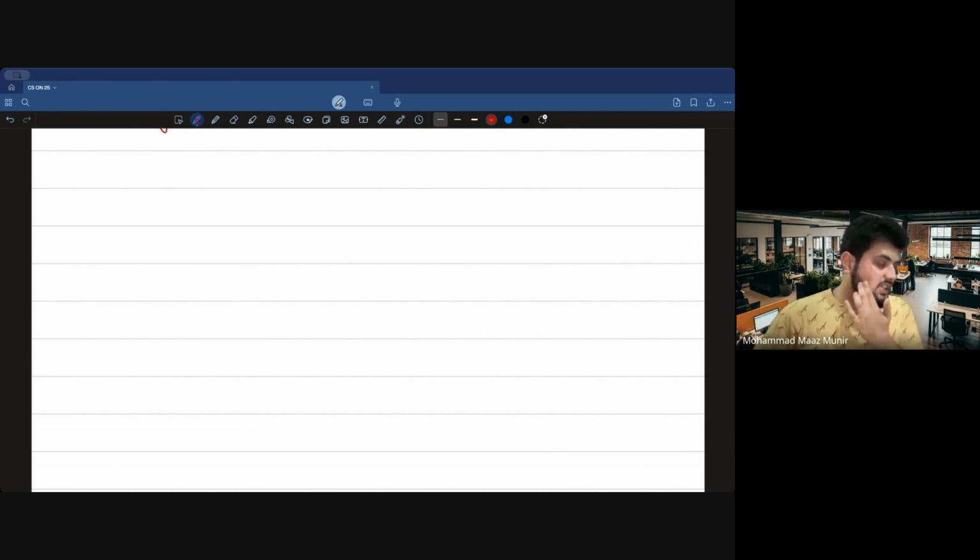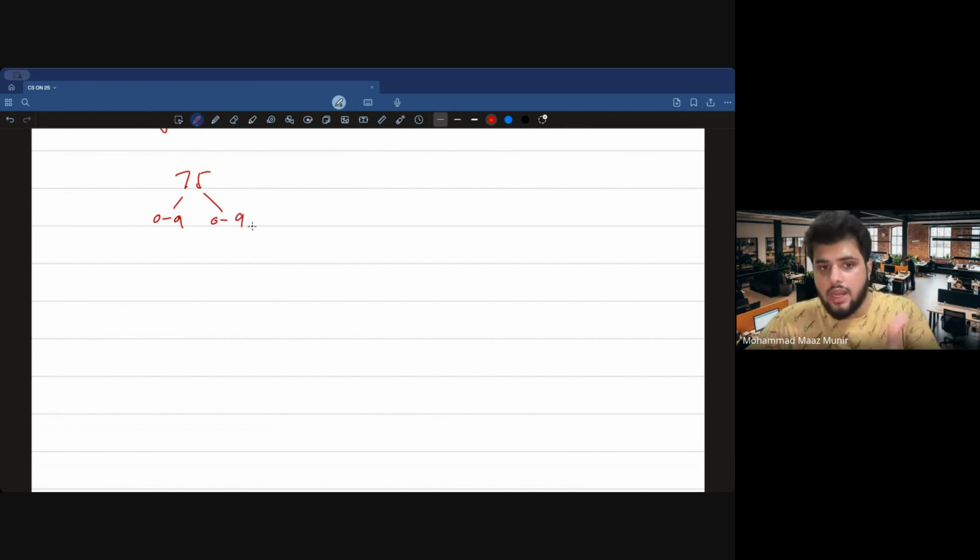Basically, binary is the numbering system which the computer understands. As I mentioned earlier, we understand numbers from 0 to 9. We can do maybe 75. What's 7? It's from the first 0 to 9 numbers. What's 5? Again, it's a digit from 0 to 9. But a computer cannot understand 7. It does not understand 7.